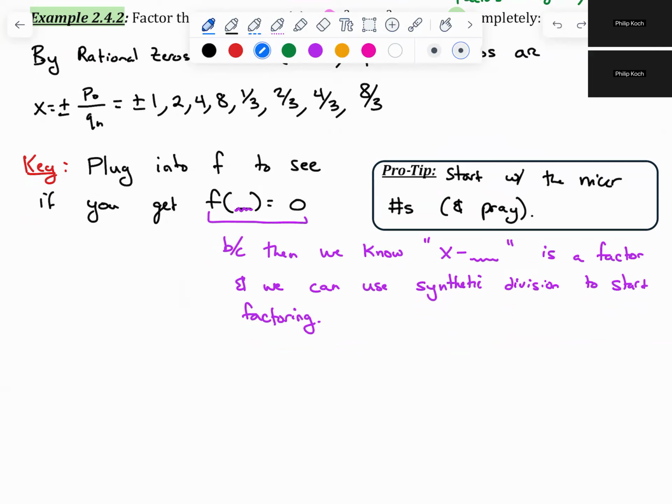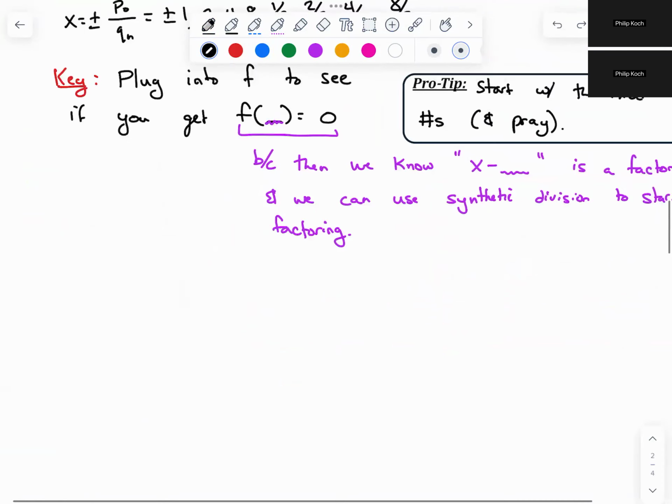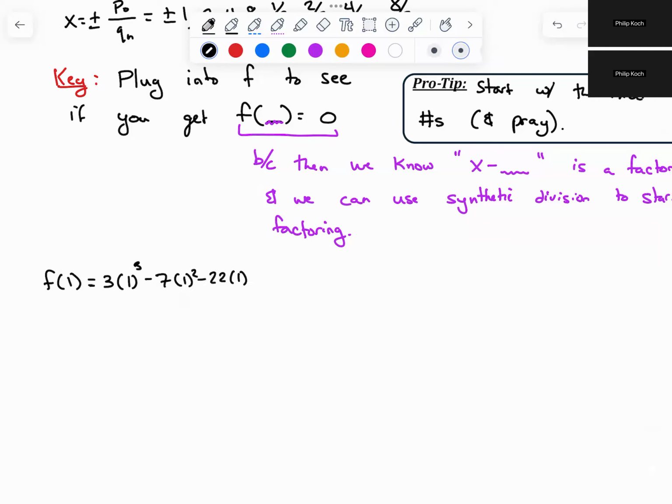So, I'm going to switch over to the document camera for just a moment. Oh wait, no, not yet. I'm going to show you what I mean. So I'll plug in f of 1. That's going to be 3 times 1 cubed minus 7 times 1 squared minus 22 times 1 plus 8. And I highly recommend, if you're plugging this into your calculator this way, that you put all of the numbers you're entering in parentheses. Because otherwise, when you have to plug in negative numbers, you'll have to add the parentheses anyway.